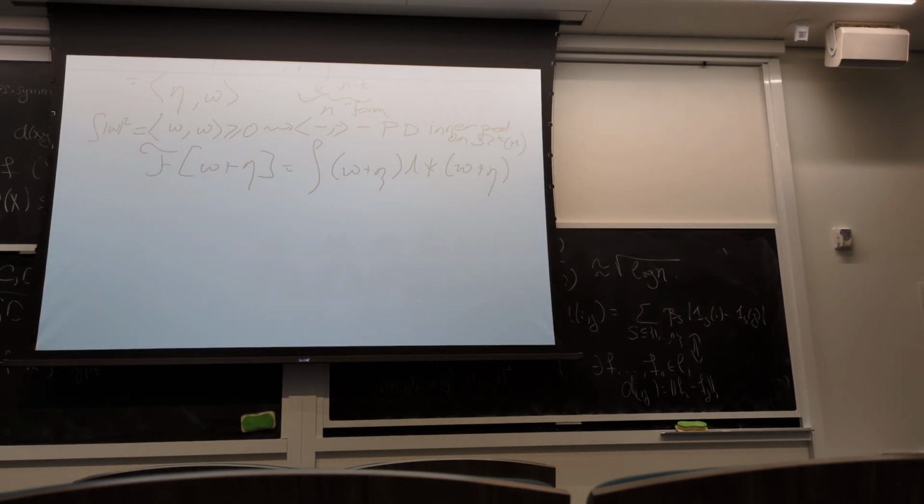Okay, so you have this guy. So now, you can just check the formula. It's bilinear, right? So this will be the integral of omega wedge star omega plus the integral of eta wedge star omega plus omega wedge star eta plus the integral of eta wedge star eta.